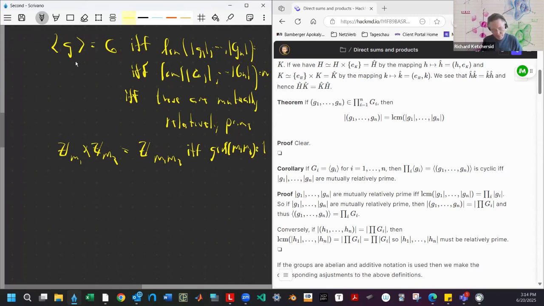Okay, so in some sense, we have stronger things by the Chinese remainder theorem, but for cyclic groups, we're sort of getting this for free.